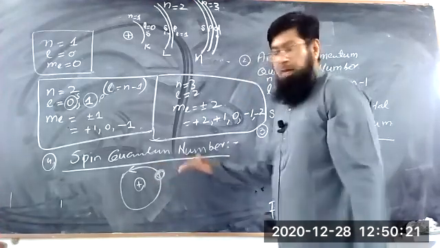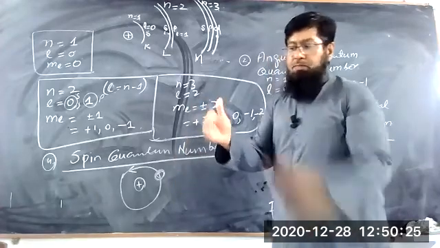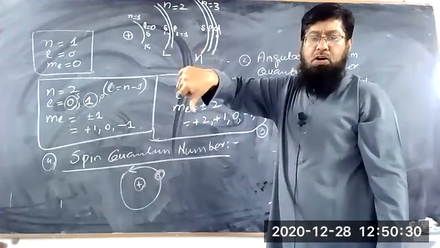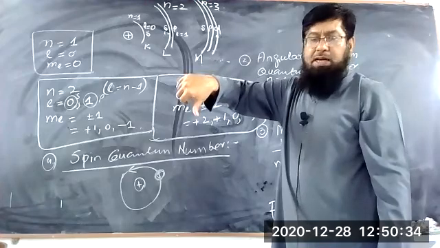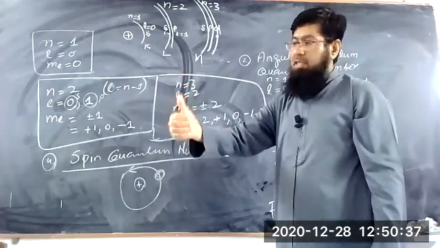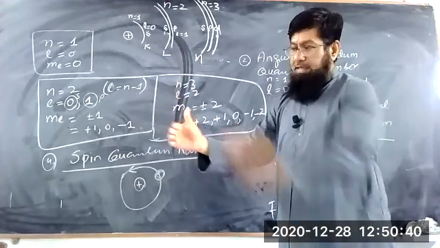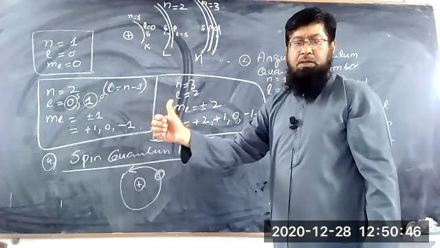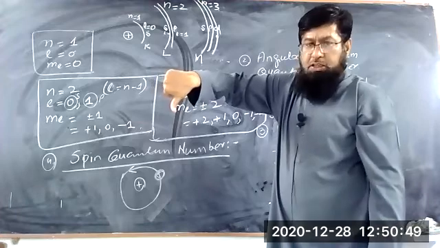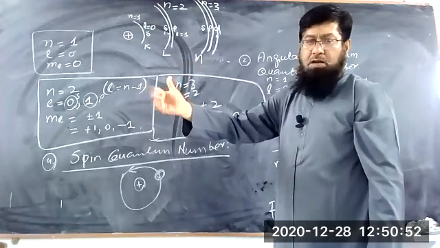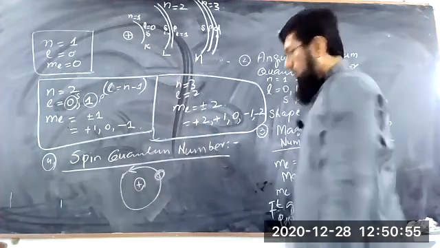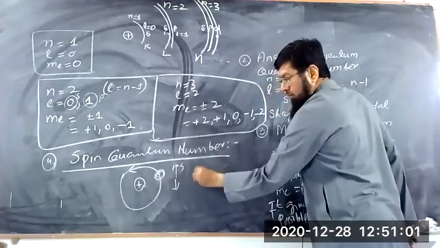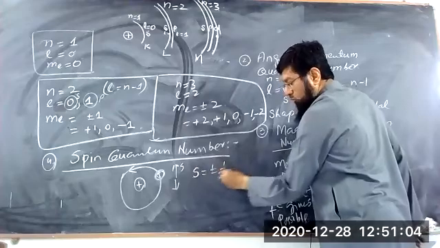It means its spin may be up or down. If the electron is rotating in the clockwise direction, the spin is down, which we call minus 1 by 2. And if the electron is rotating in the anticlockwise direction, the spin is up, by using the right hand rule. These curved fingers indicate the direction of the rotation, and this thumb points in the direction of the spin. So for the clockwise rotation, the spin is down. For the counterclockwise direction, the spin is up. So the spin may be spin up or spin down. So the possible values of the spin are plus minus 1 by 2 h bar.